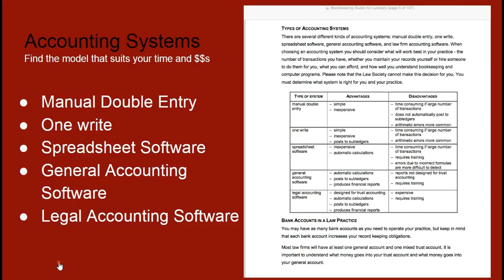So manual double entry, we're talking about the evolution as a next step from that to a one write system, as you can see on the screen. This was a little bit more advanced. It was simple and inexpensive. It did post to subledgers, but it did not reduce the amount of time required to post transactions manually. And the fact that it was done manually did lead to arithmetic and other manual errors.